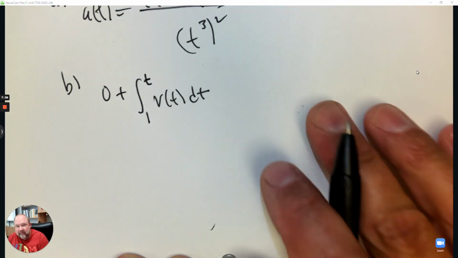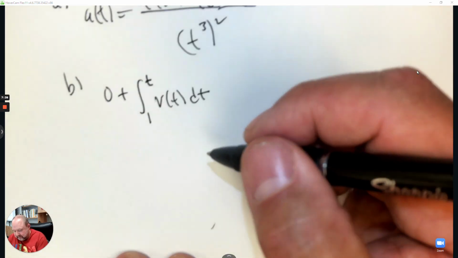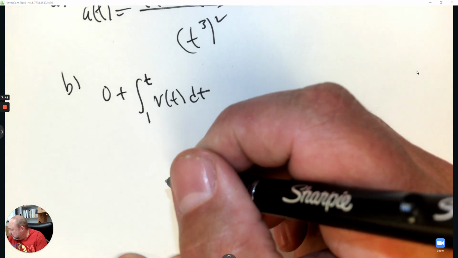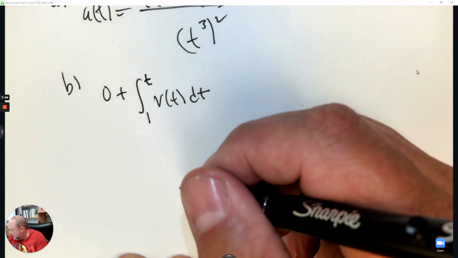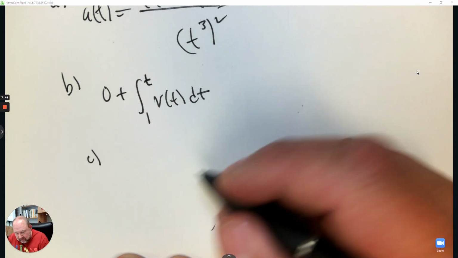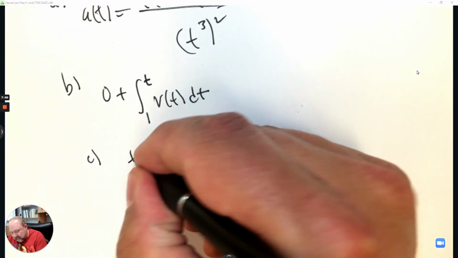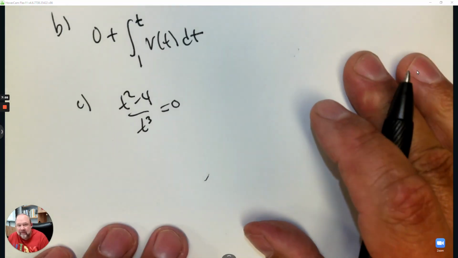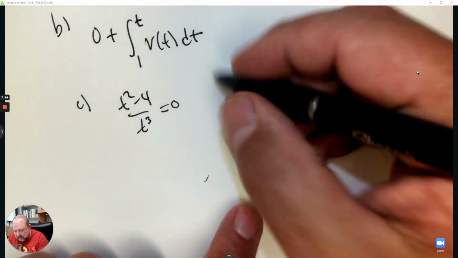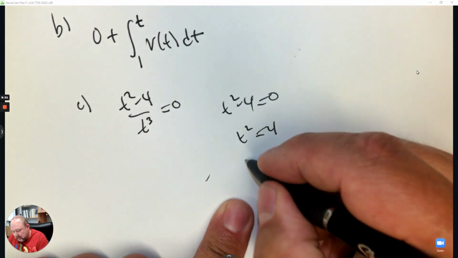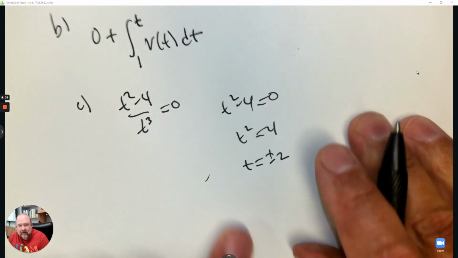Now, what would it look like if I actually integrated it? Leave it at that. So part C. For what values does the particle change direction? So if we take this, it changes direction. We need to know when it's equal to 0. So just the numerator. So if we solve this and square root it, the answer is positive and negative 2.